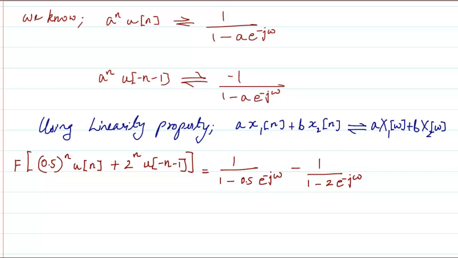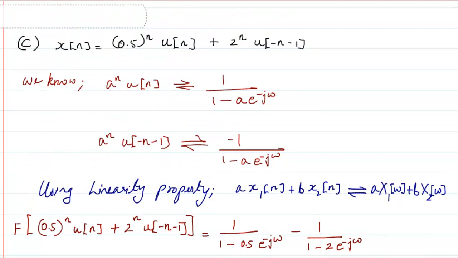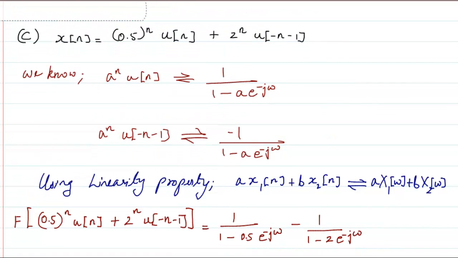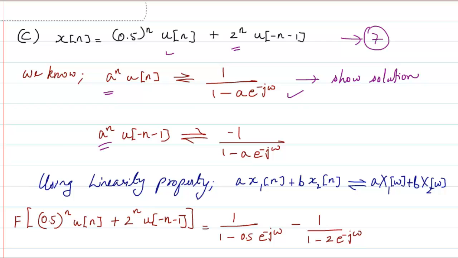Now we can do the cross multiplication and all, but that is not required generally. Sometimes this question may come for, let's say, 7 marks. Then you have to show the solution of how you get this. That means instead of a, you put 0.5 here, and instead of a, you put 2 there. You can individually solve these and then, using the linearity property, show the answer to be like this.